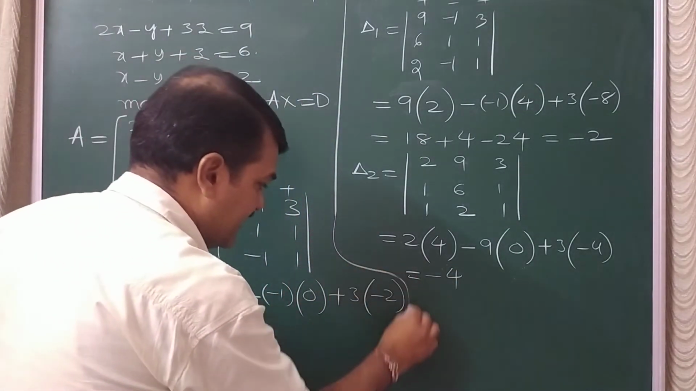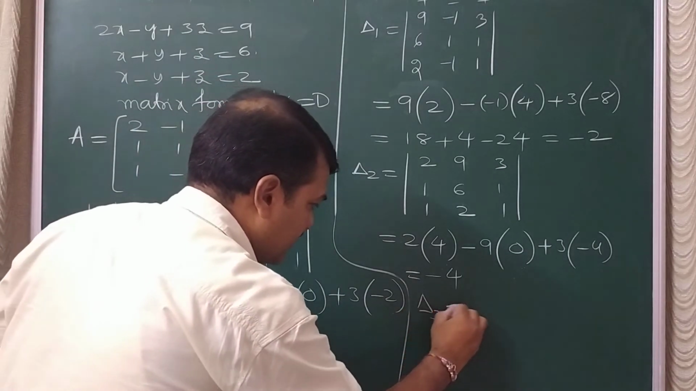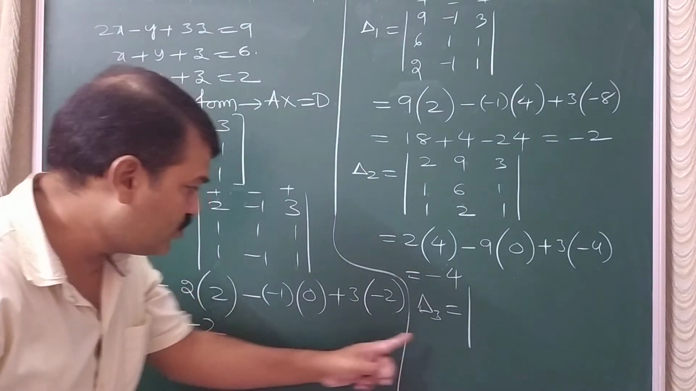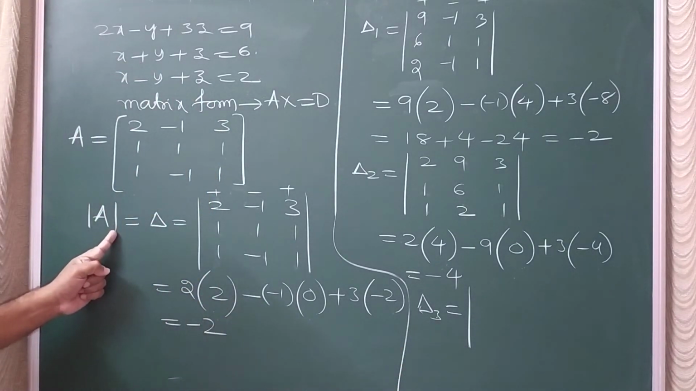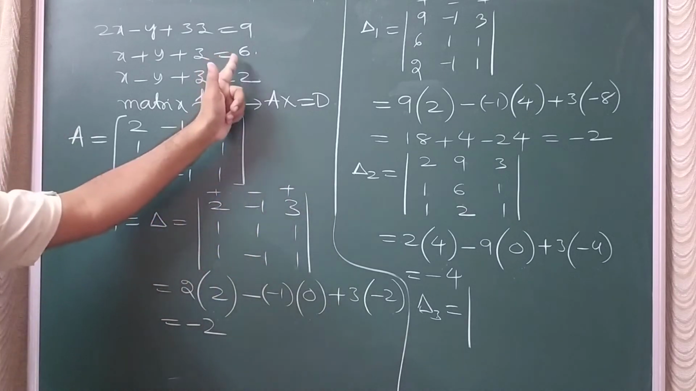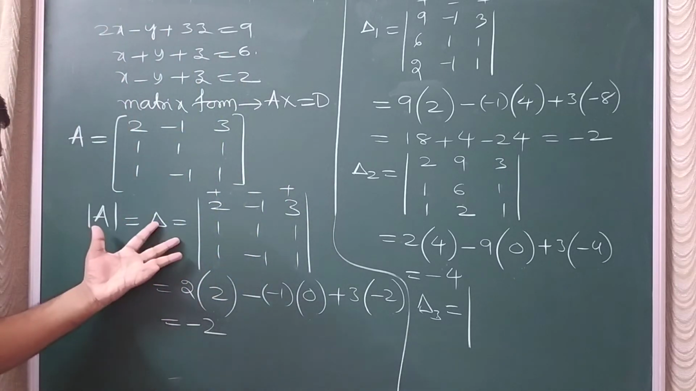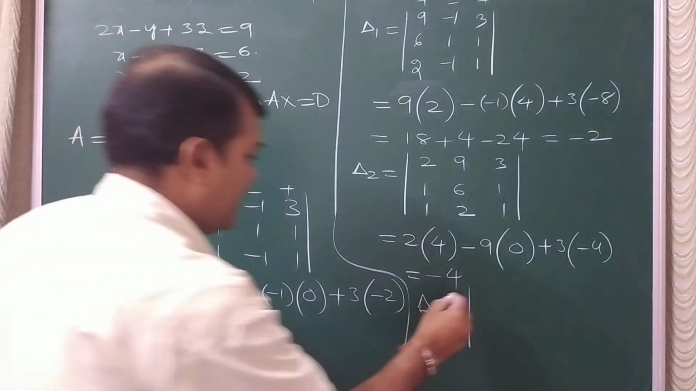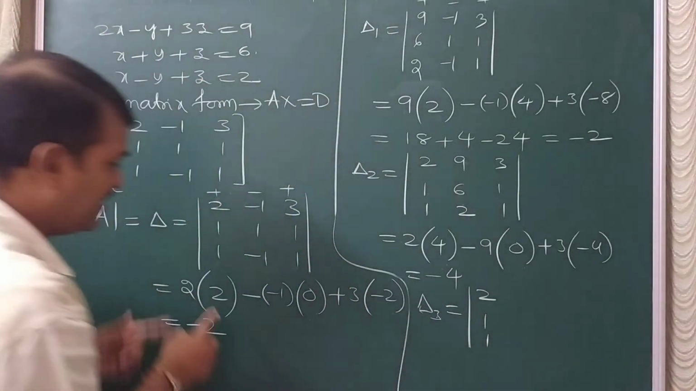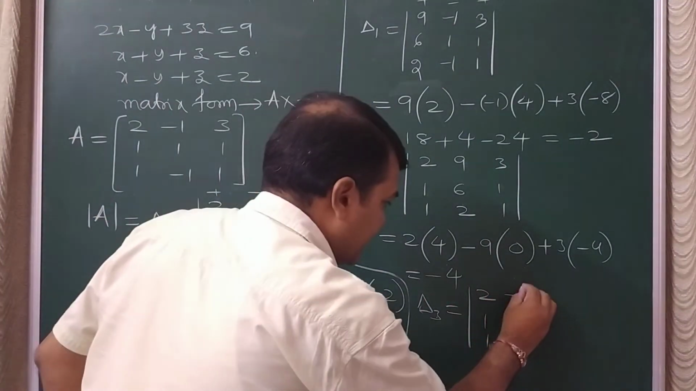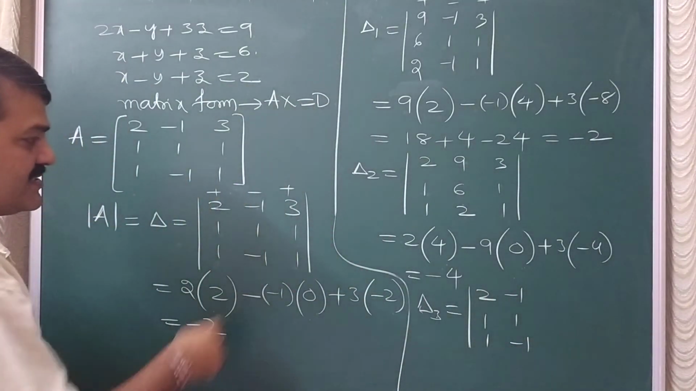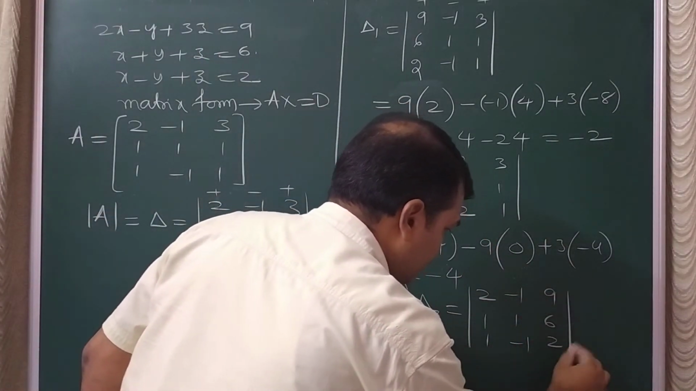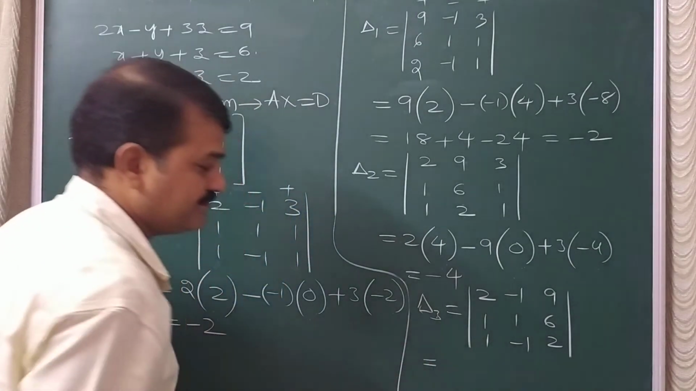Next I will find delta 3. What is delta 3? Delta 3 is the determinant of the coefficient matrix in which the last column is replaced by the constant matrix. Same coefficient matrix to write, where the last column is replaced with the constant matrix. So the first column I am going to write as it is in the coefficient matrix. Second column I am going to write as it is. Third column replaced by the constant matrix 9, 6, 2. I will find the determinant here.